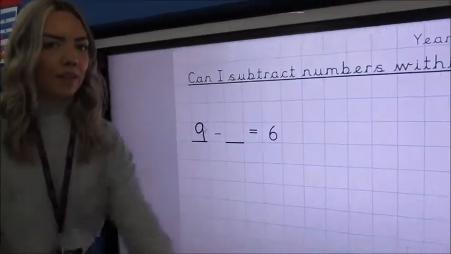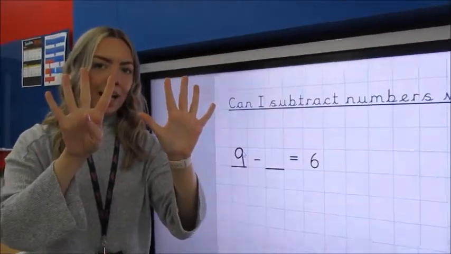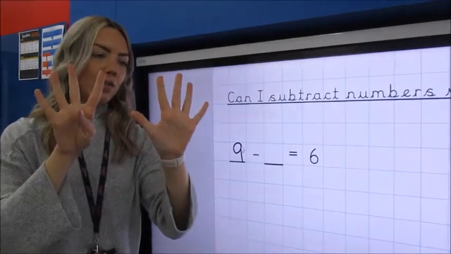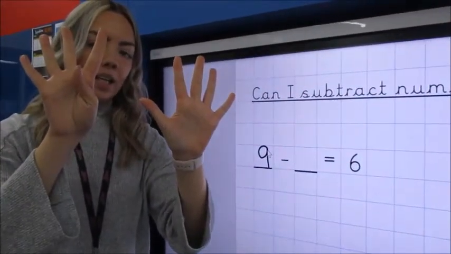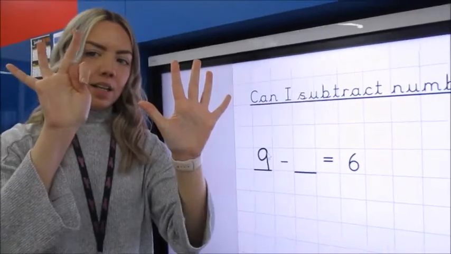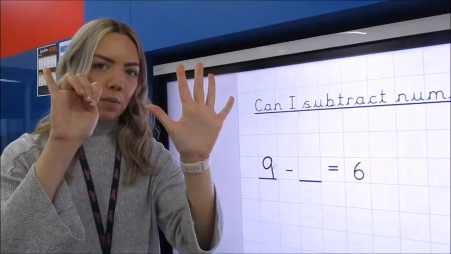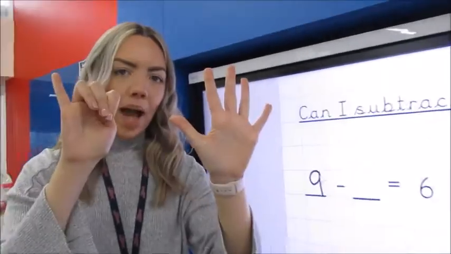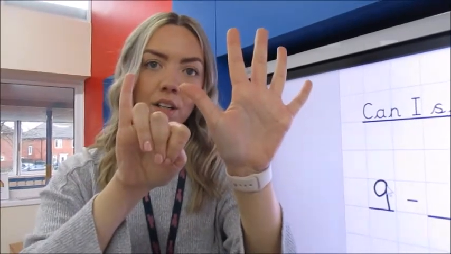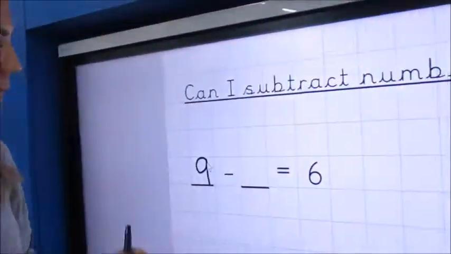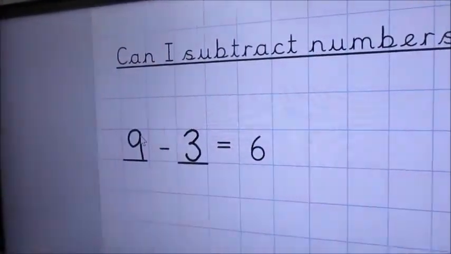Let's do it together. Get 9 fingers. Now remember, when I get to 6, I need to stop. So if I take away 8, 7, 6, how many fingers did I put down then? I've taken away 3 and I've got 6 left. So take away 3 will give me my answer 6.